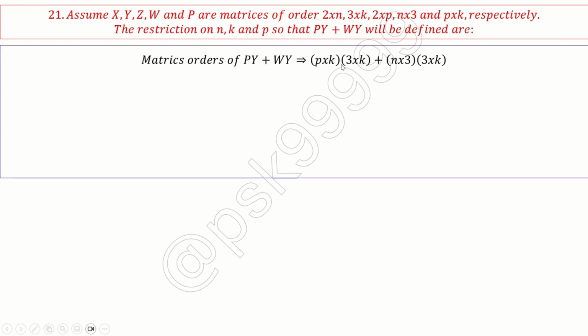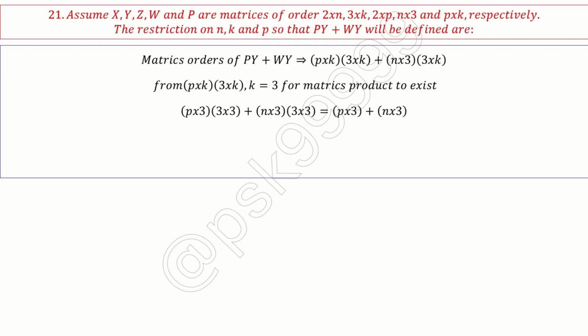This multiplication can exist only if k equals 3, correct? And then the result will be p into k, and here it is n into k. So n and p should be equal, only then the addition is possible. So these are the conditions we have to use to find out the values of these orders. So k equal to 3 is one condition because this multiplication should exist.